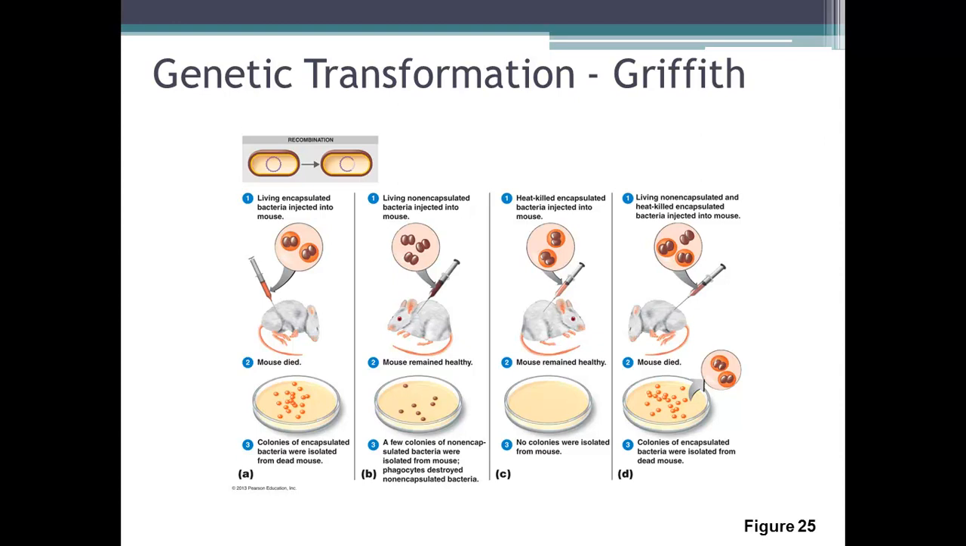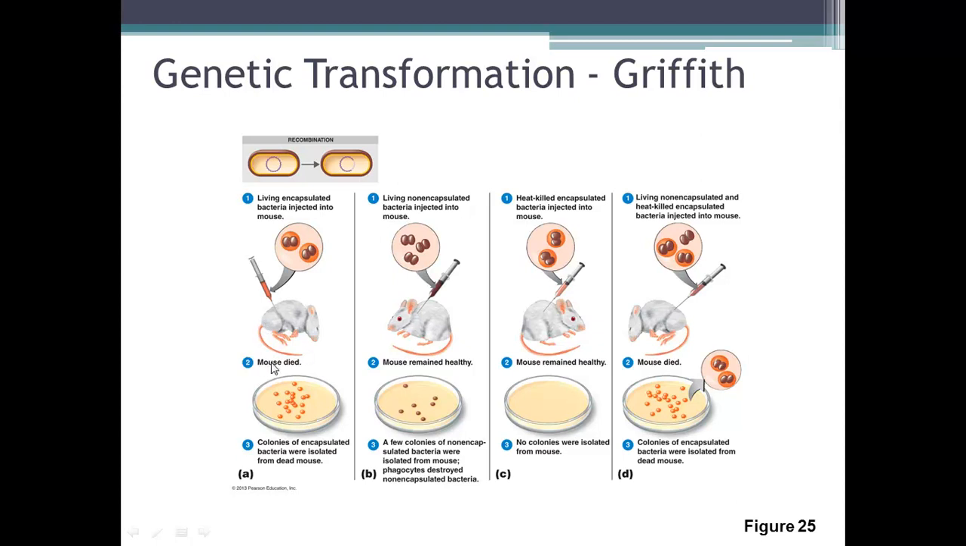Transformation was discovered or demonstrated by Griffith. So Griffith's experiment was demonstrating genetic transformation, and he used a bacterium called Streptococcus pneumoniae. Streptococcus pneumoniae, when it has a capsule, causes pneumonia. Okay? So here is the live bacteria, and that live bacteria has a capsule on it. And the capsule, encapsulated bacteria, is injected into a mouse.